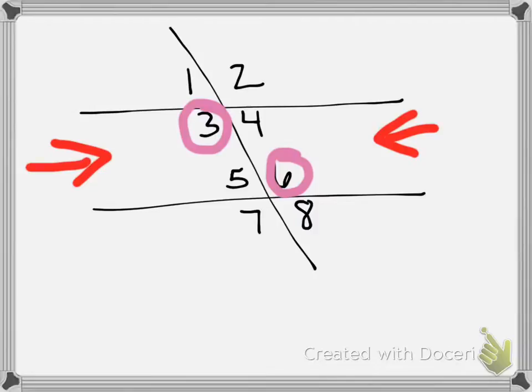And then we would have alternate interior angles angle 4 and angle 5. 4 is on the right side of the transversal, 5 is on the left side of the transversal. They are both inside the parallel lines. So those are your alternate interior angles.